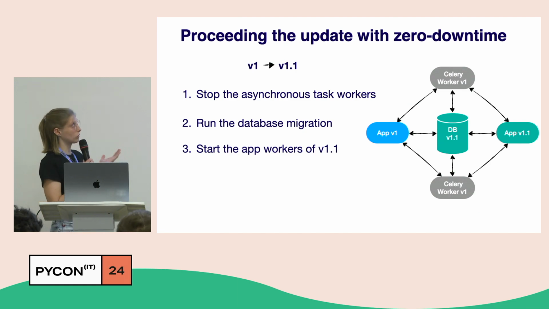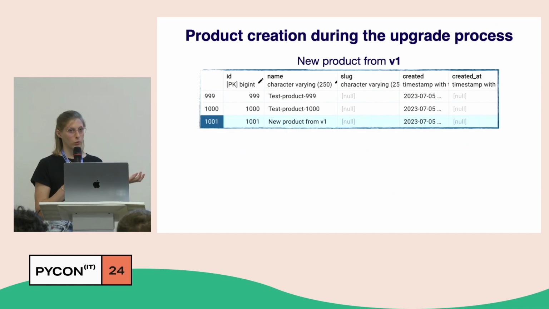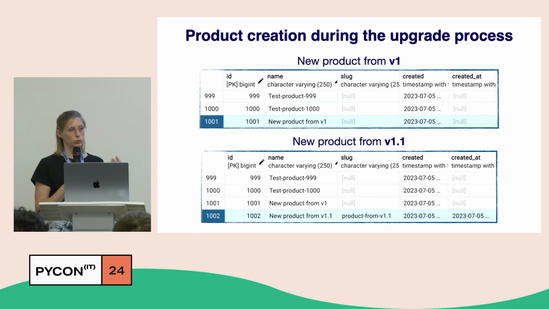So let's notice that at this point, we have app instances of two different versions that are using the same database. But we ensure the compatibility, so when any new product is created on version v1, it will have the null value set for both new columns. And when the product is created on version v11, it will have the proper value set for both slug and created_at columns, as we used the API to do that.